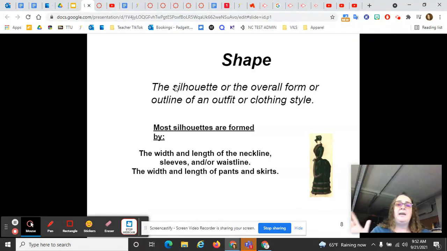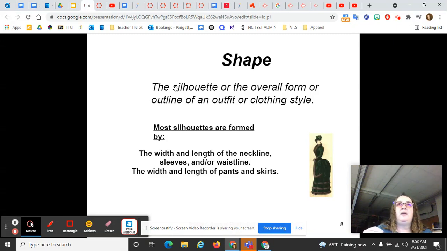So shape is also known as the silhouette. Your silhouette is the overall form of the outfit. If we think of the shape of the outfit in the photo here, they have the big bustle in the back, which adds width to the bottom. They have the cinched waistline. You automatically know that this is from the early 20th century or the late 19th century.